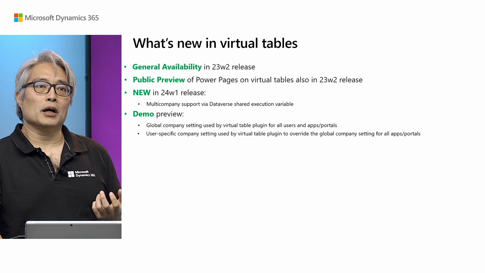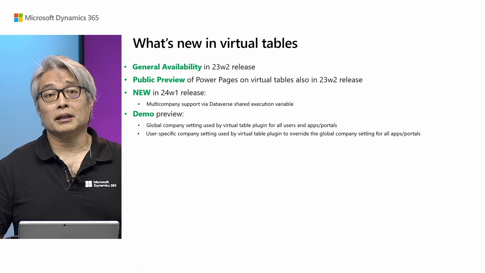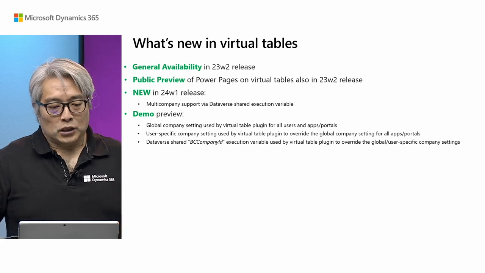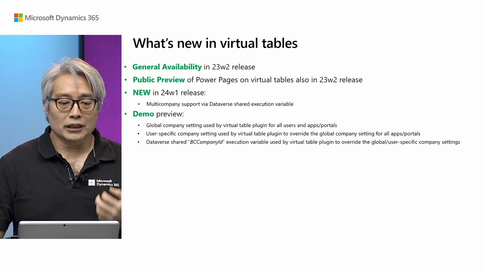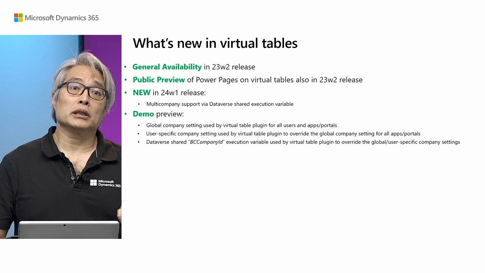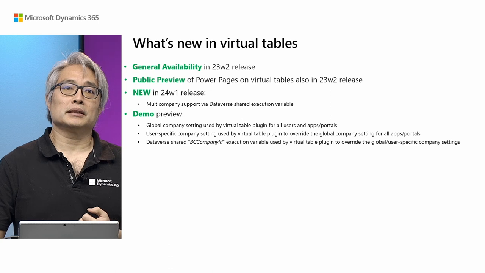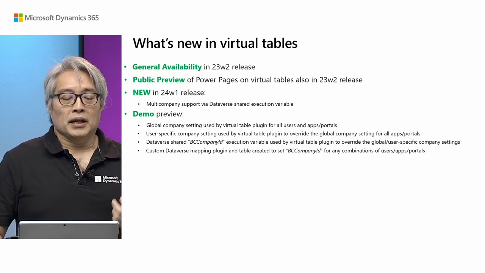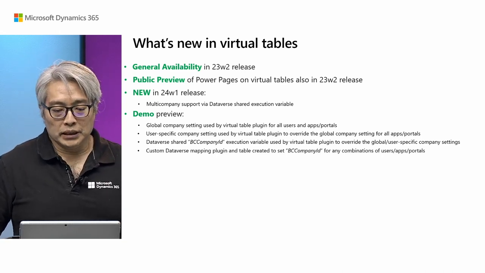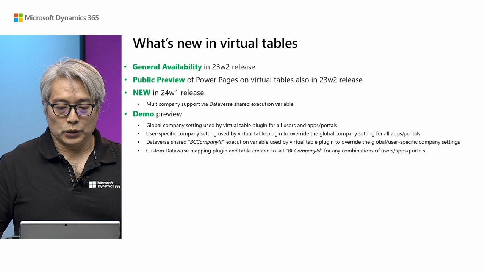So what if the same user wants to use different apps and different Power Pages portals, but targeting different companies? This is where the new feature comes into play. We introduced with this release a Dataverse shared BC company ID execution variable that will be used by the virtual table plugin to override both the global and user-specific company settings. And I will show you how to build a custom Dataverse mapping plugin and mapping table to set this BC company ID shared variable for any combination of user, apps, or portal.